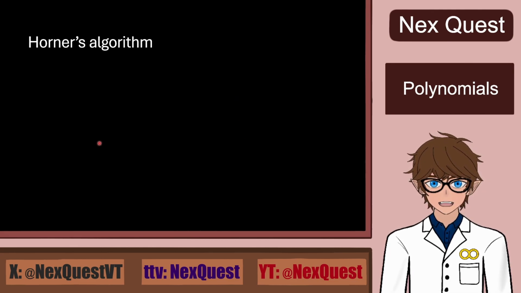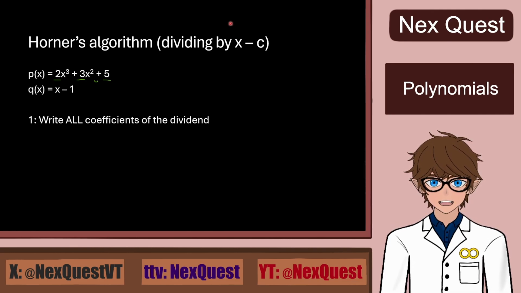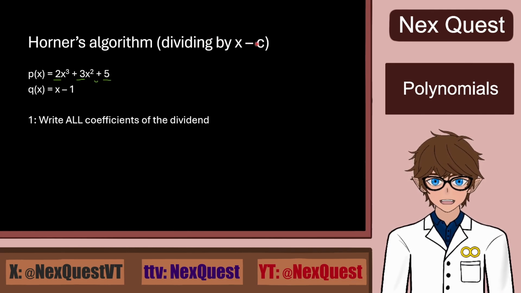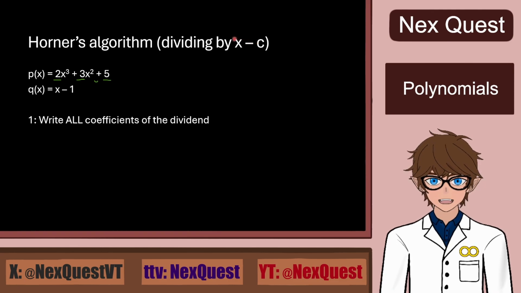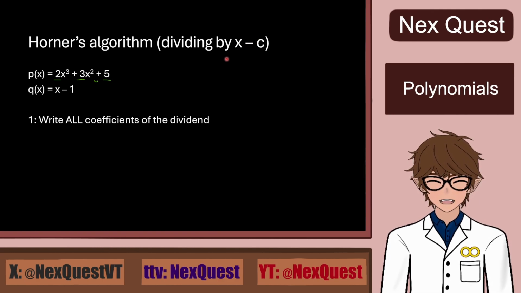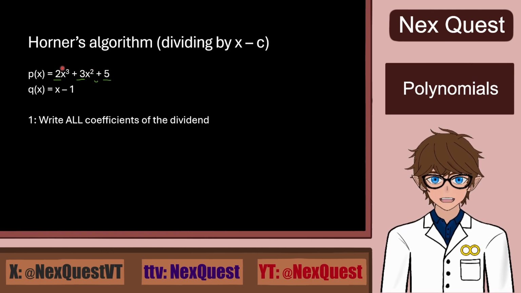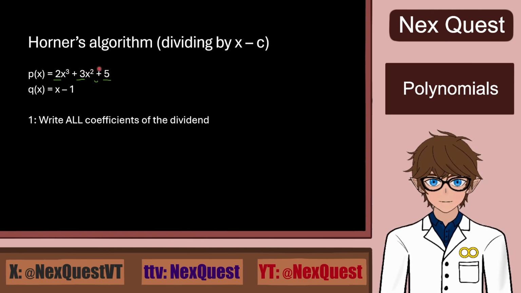Let's start with theoretical steps along an example. It is important to note that this only works for divisors in the form of x minus c. So x is not multiplied by any number and it is not raised to any exponent. But why does it have to be written as x minus c? We will see that in a second. So here we'll be dividing 2x cubed plus 3x squared plus 5.